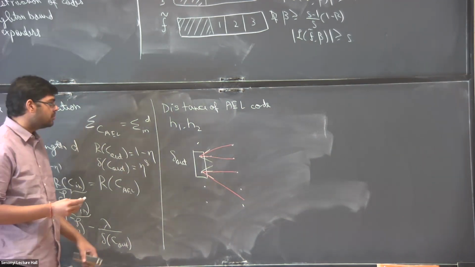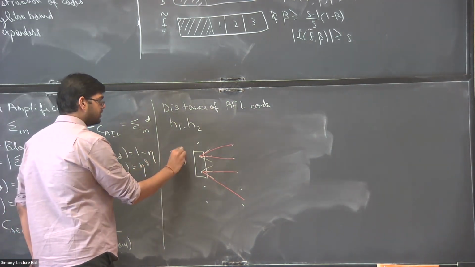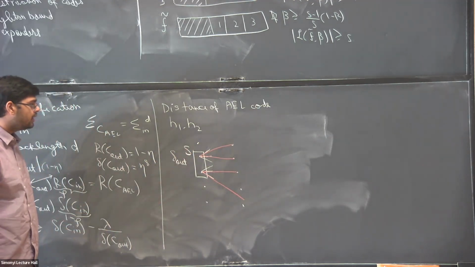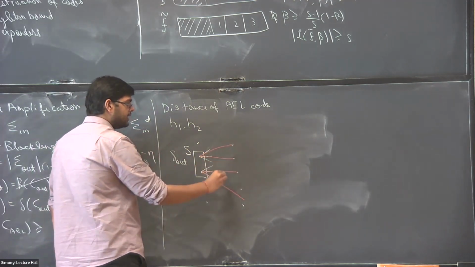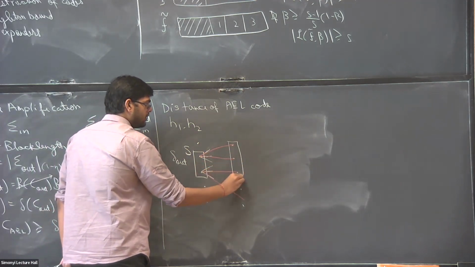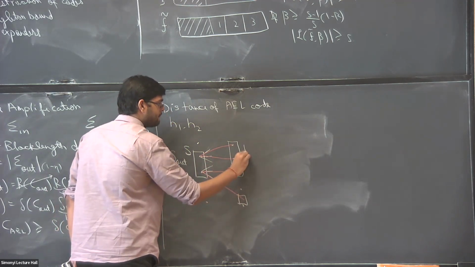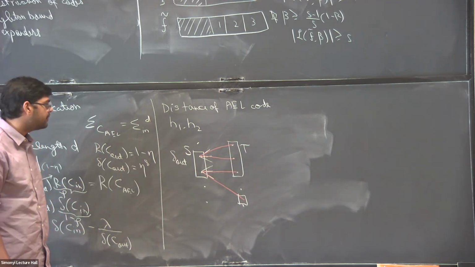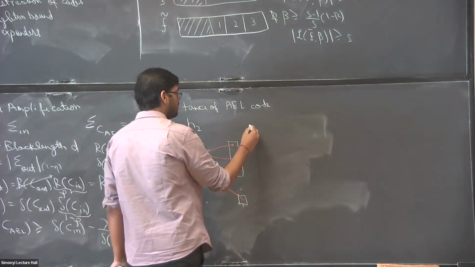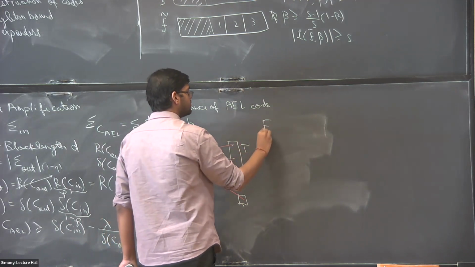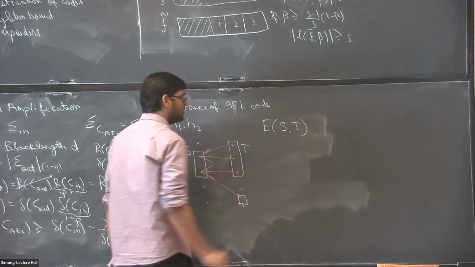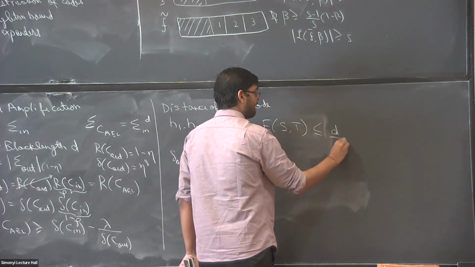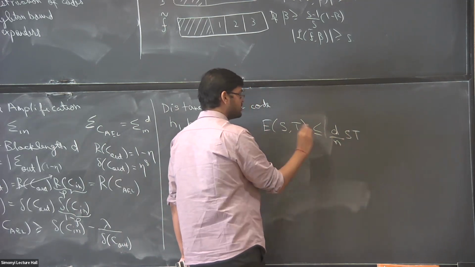Okay, so let's say S is this set, and T is the set where we see at least one red edge coming in, where H1 and H2 are different. So we'll upper bound and lower bound this E(S,T) quantity. For the upper bound, we'll just use the expander mixing lemma. I'm going to skip the size of S.